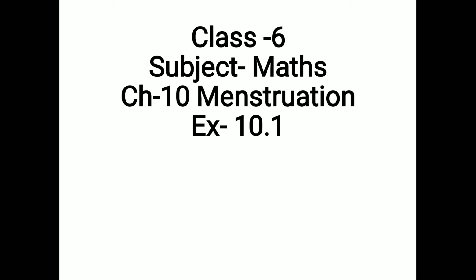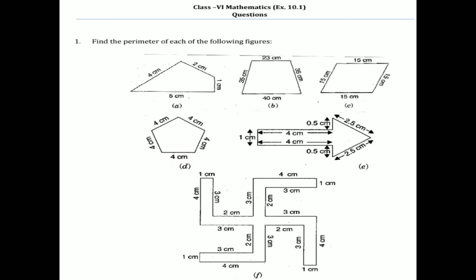As you all know, the perimeter of a rectangle is 2 into (L plus B). The perimeter of a square is 4 into side, and the perimeter of any figure is the sum of all the sides. Clear? On the basis of this, we will do this exercise. So let's start with it. In exercise 10.1, question 1, find the perimeter of each of the following.